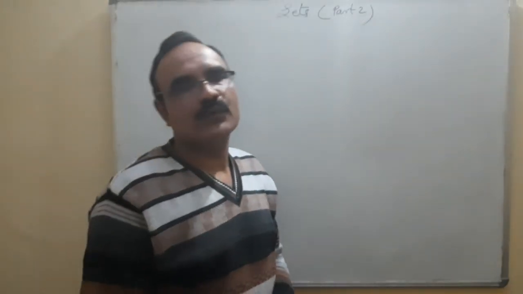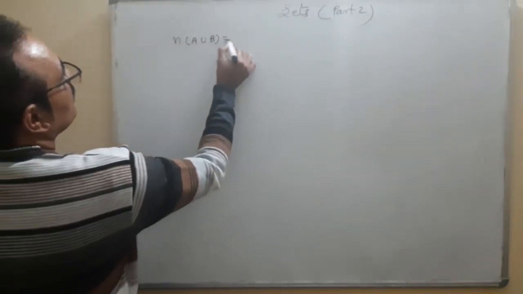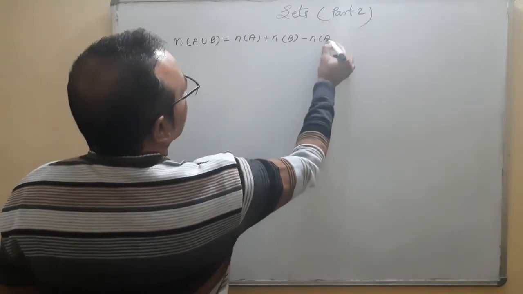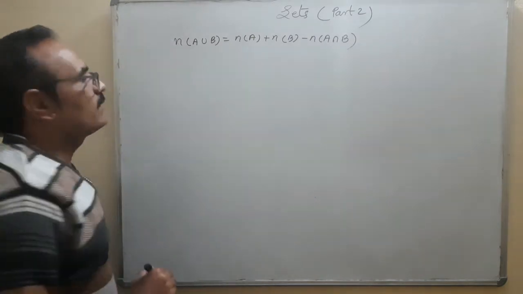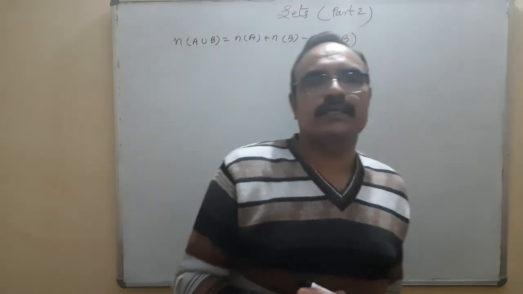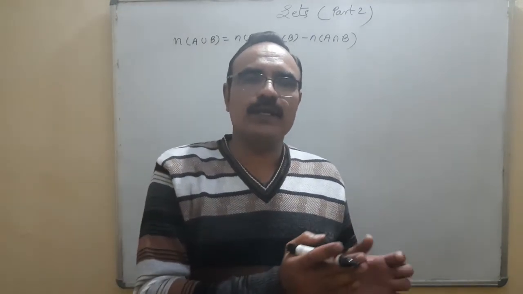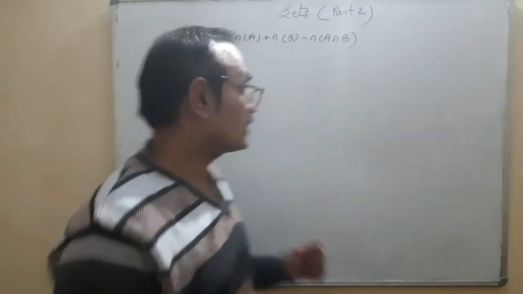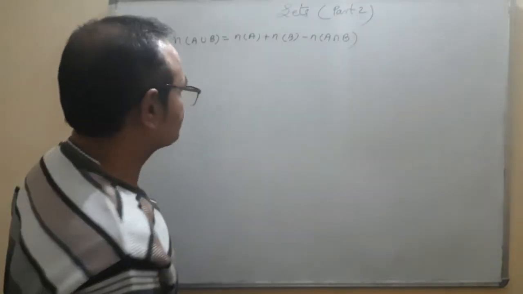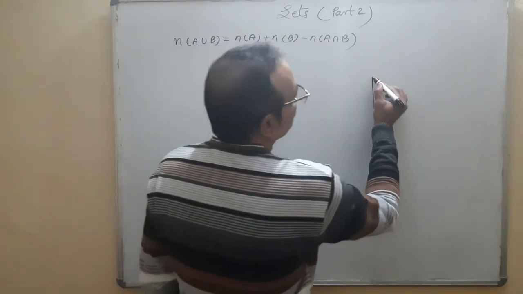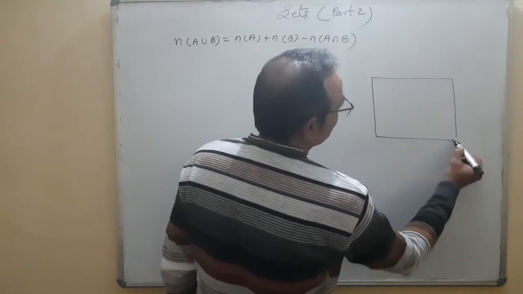Now we are going to verify one very important formula. The formula is n(A union B) is equal to n(A) plus n(B) minus n(A intersection B). What is this? Cardinal number of A union B. Cardinal number means we are talking about the total number of elements present in A and B, which I have already told you. By the Venn diagram, I would like to prove it.